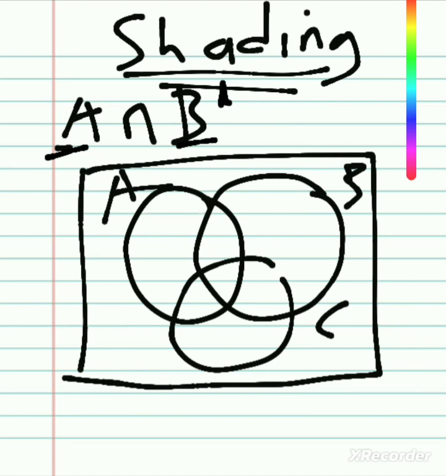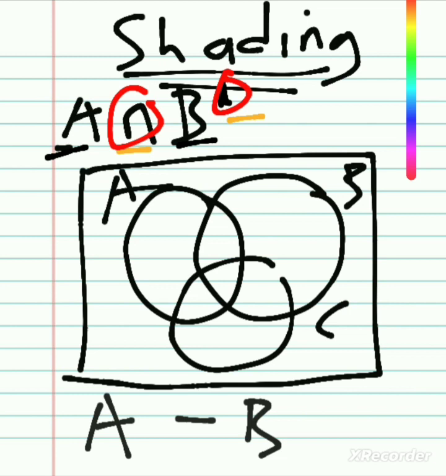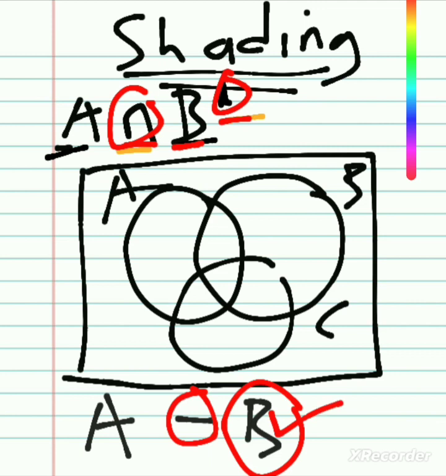Now for advanced learners, or the shorter way, this works only if you have intersect and complement. So A intersect B complement means A minus B. Intersect and complement make minus, and the set between intersect and complement is the one you write here. So it simply means in A, shade everything in A apart from the part that is also in B. We shade everything in A, but we don't include the part that is in B.